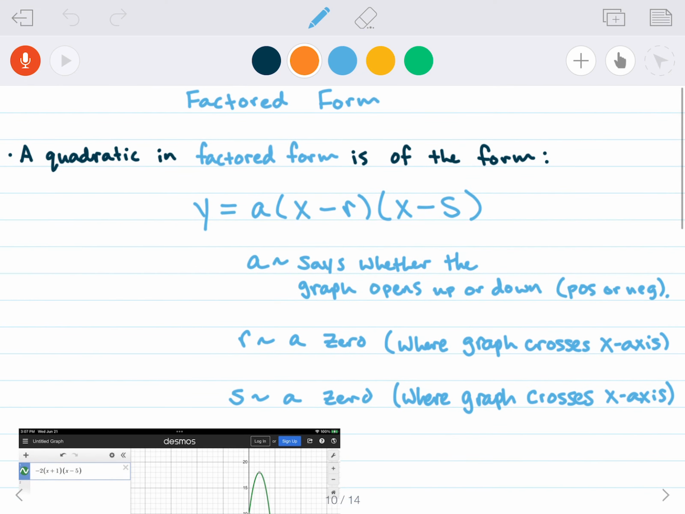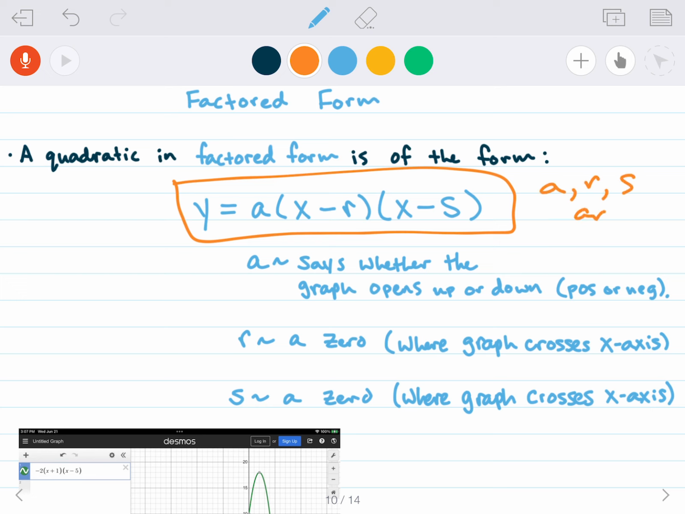Okay. All right, the last form that we're going to talk about is something called factored form. So a quadratic is in factored form if it can be written like this. In this case, A, R, and S are numbers, once again. A, again, is going to tell us if it opens up or down based on whether it's positive or negative. R is going to be a 0, and what that means is where the graph crosses the x-axis. And S is going to be another 0, where the graph crosses the x-axis.